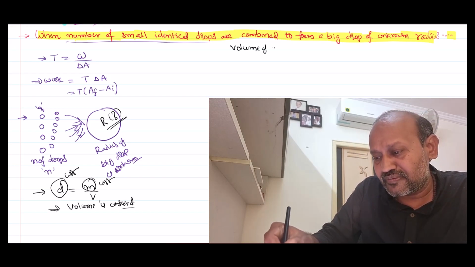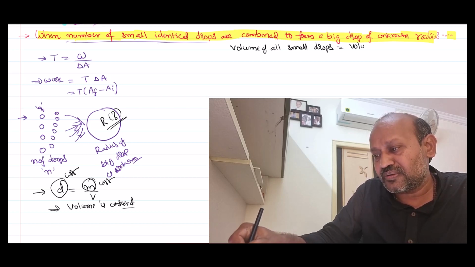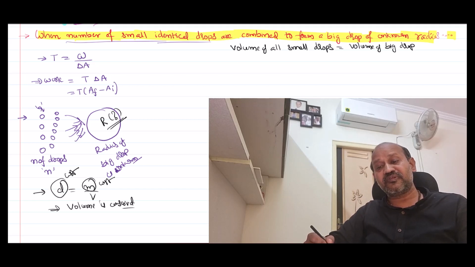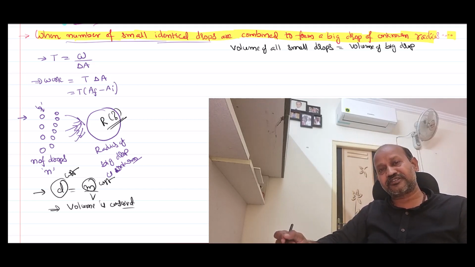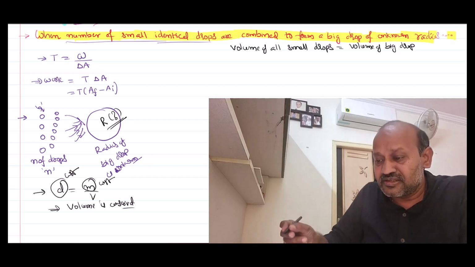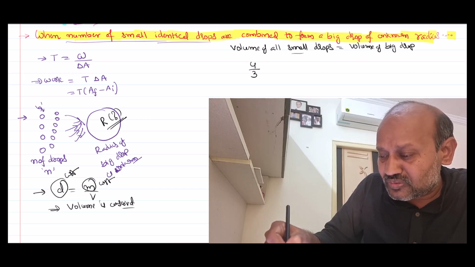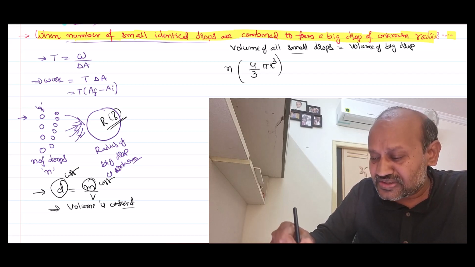volume of all small drops together shall be equal to the volume of that big drop. What's the formula for the volume of a drop? It's a sphere. Volume of a sphere is 4 by 3 pi r cube, where r is the radius. So if we consider one small drop, its volume is 4 by 3 pi r cube. But there are n number of identical small drops like that.